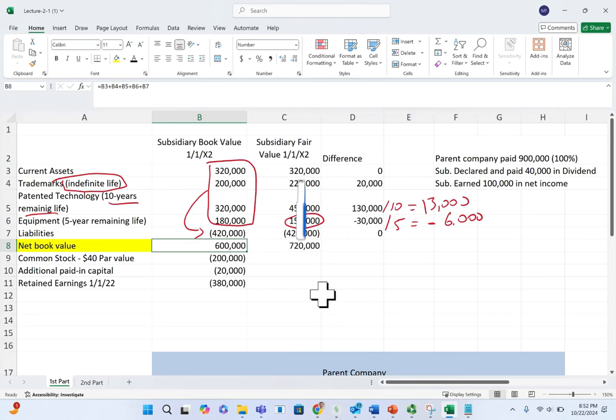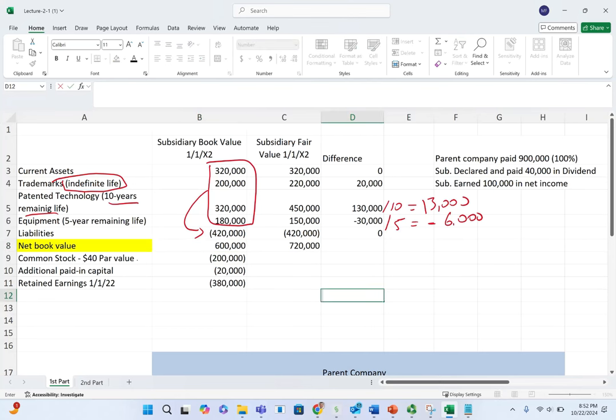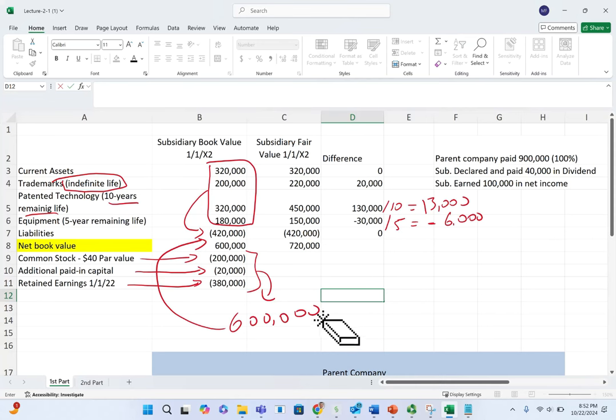We'll do the same thing for the fair value. It's the assets at fair value minus the liabilities at fair value, which will give us the net fair value of this company, which is 720. Now also, the equity should equal the equity accounts of the subsidiary, which is the common stock, 200,000. Negatives mean those balances are credit. Additional paid in capital is 20. Retained earnings is 380. If we add them up, the equity should be 600,000. I already showed you that assets minus liabilities equal the equity of 600,000.